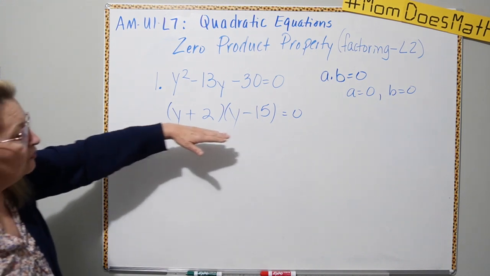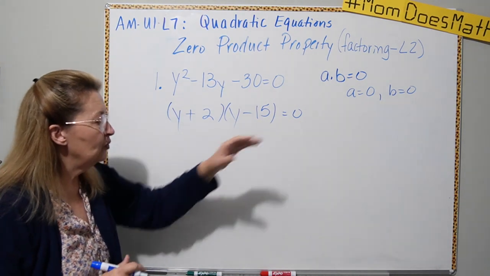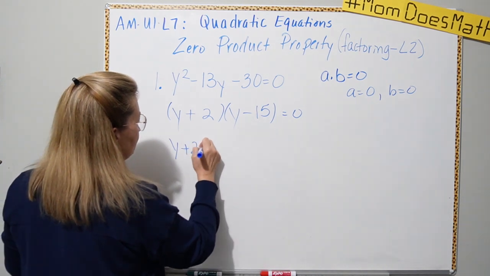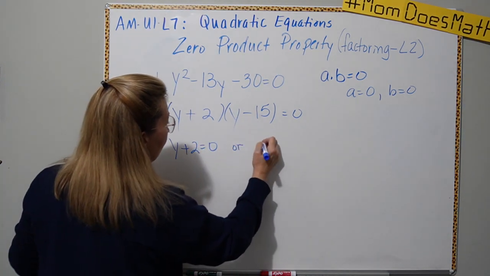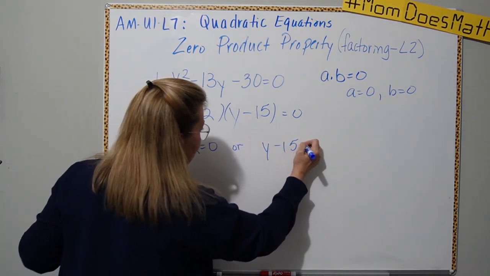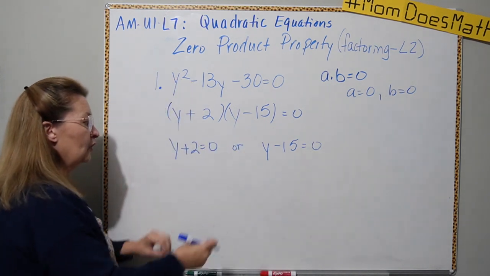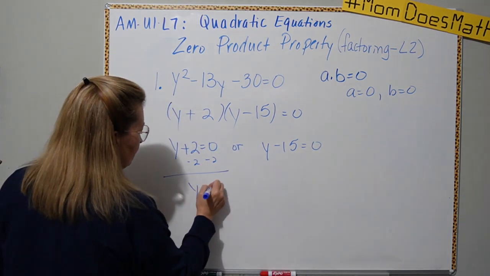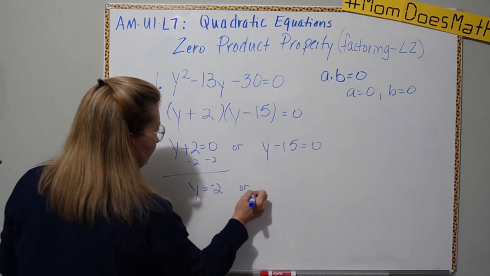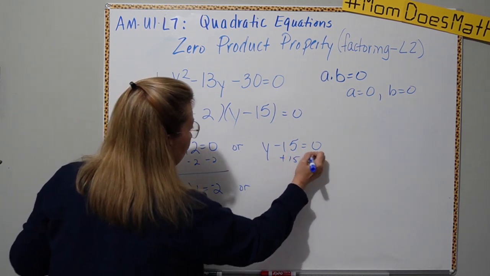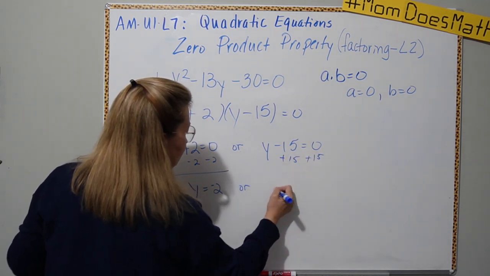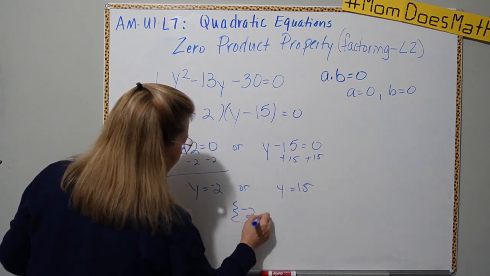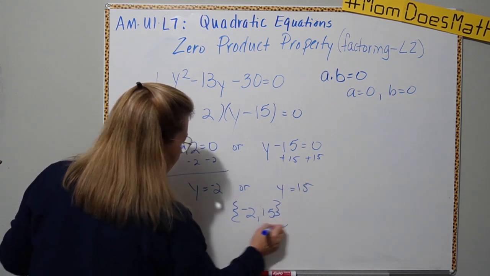All right, now that we have factors equal to 0, you take each factor. So y plus 2 equals 0, or y minus 15 equals 0. And we're just going to solve. Subtract 2 from each side. So either y is equal to negative 2, or add 15 to each side, y is equal to 15. Negative 2, 15. Okay.